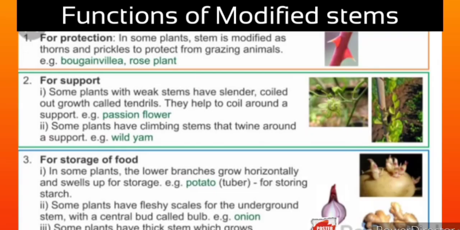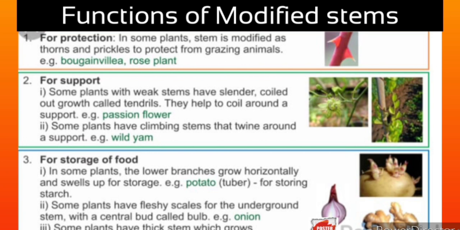Now we are going to see the modifications in a stem. Just like the root, we have modifications in a stem also. Now why are these modifications needed? Again, for some specialized functions. So what are these modifications? First is for protection. In some plants, the stem is modified as thorns and prickles to protect them from grazing animals. Example, bougainvillea and rose plant.